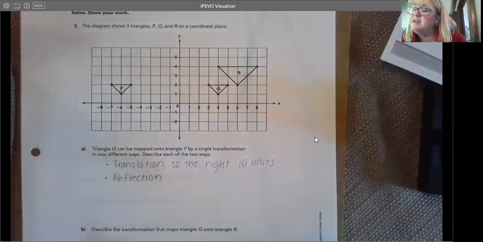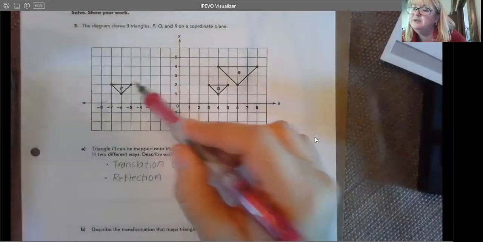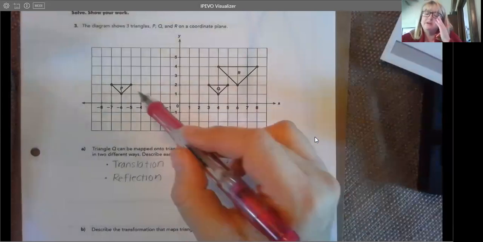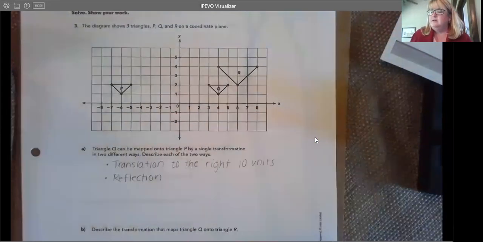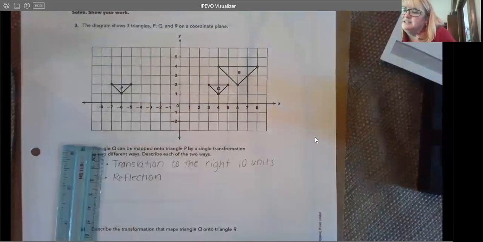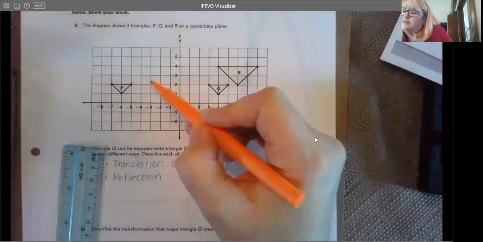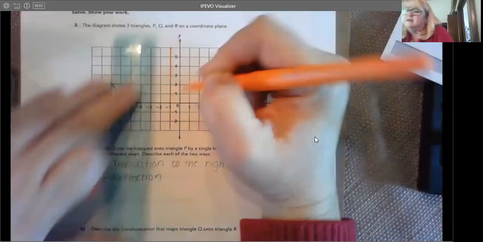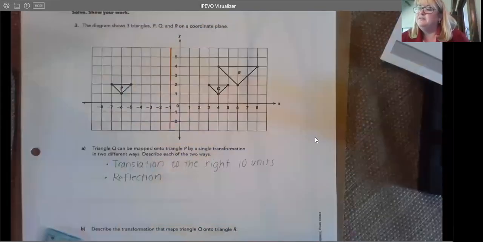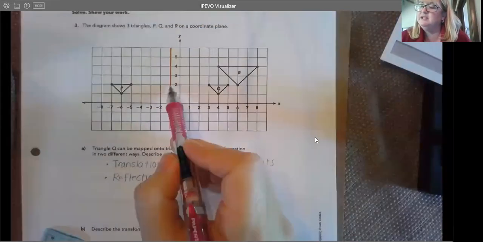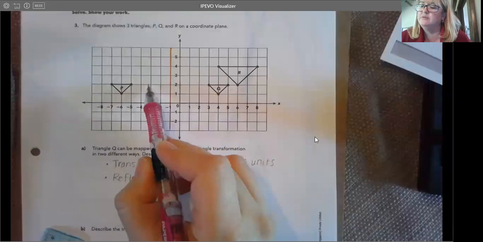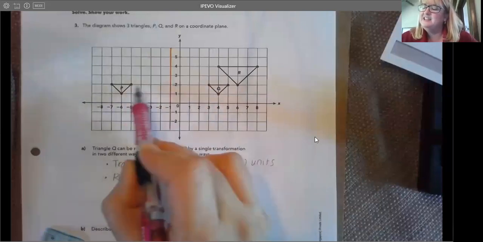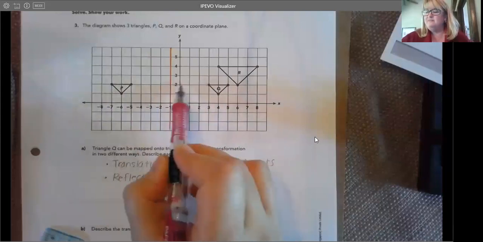Well, from here to here is 8 units. So the line of reflection would be 4 units away from each. So if I move this 1, 2, 3, 4, if I put this, now if this is my line of reflection, this point is 1, 2, 3, 4 units to the right. And this point, to the left. And this point is 4 units to the right.